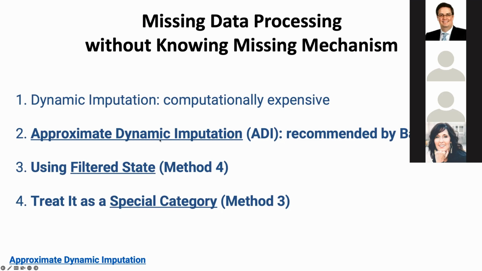It is computationally expensive. So if you do approximate dynamic imputation, it will imitate the process, if I understand it correctly, right? So essentially, this is the way if you don't know the missing mechanism, you can do this. So the third way is you can simply say, I don't know the missing mechanism.